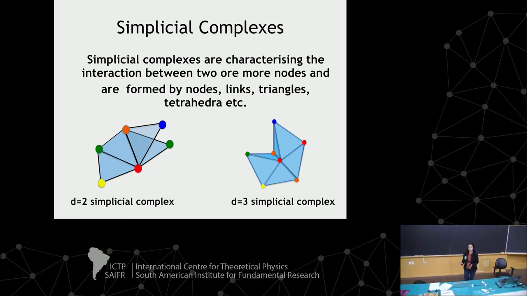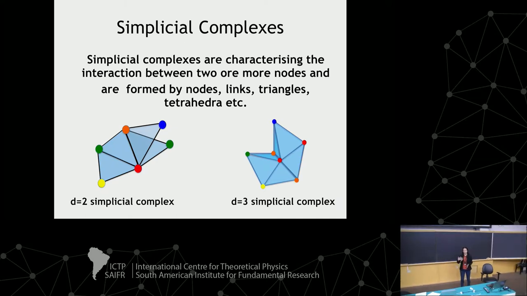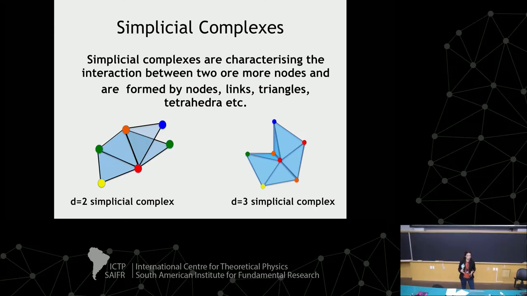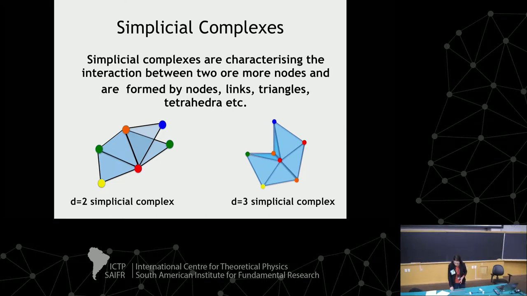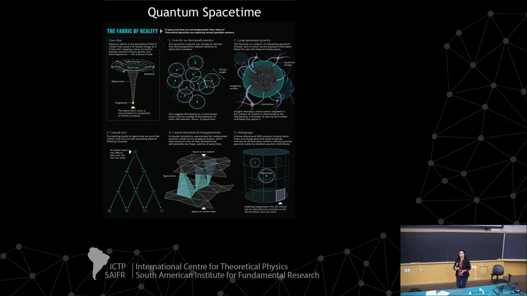But here I want to tell you about another generalized network structure, which are simplicial complexes. And simplicial complexes are not only formed by nodes and links like networks, but also by triangles, tetrahedra, and so on. And these are constructed by geometrical building blocks, an ideal structure to understand network geometry. And as such, they've been used extensively, for instance, in the context of quantum gravity, where people approximate space-time with a discrete structure.